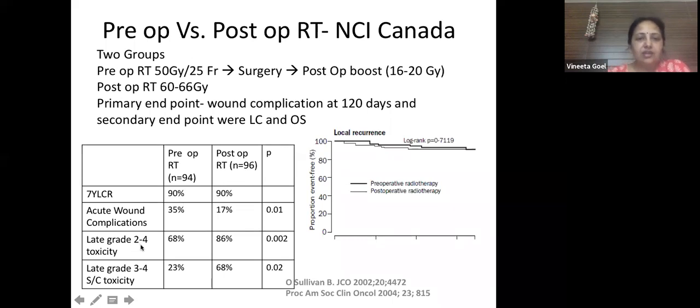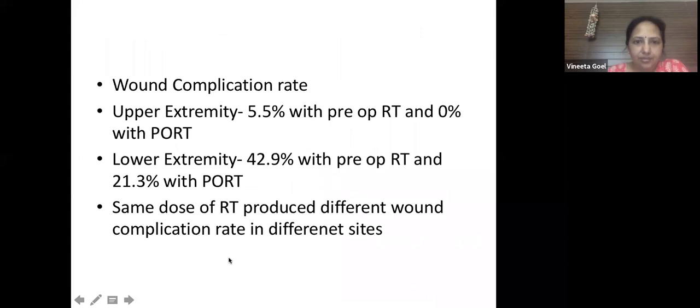The other aspect is late toxicity. If you look at late grade 2 to 4 toxicity, any toxicity, it was less in the preoperative arm and higher in the postoperative arm for the simple reason that in the postop RT arm, the radiation dose is higher and the volumes are bigger. If you look at the grade 3, grade 4 subcutaneous toxicity, in the preoperative arm it was 23% versus 68% in the postoperative arm. So the control rate is similar. In the preoperative arm, the acute complications are higher, and in the postoperative arm, the late complications were much higher.